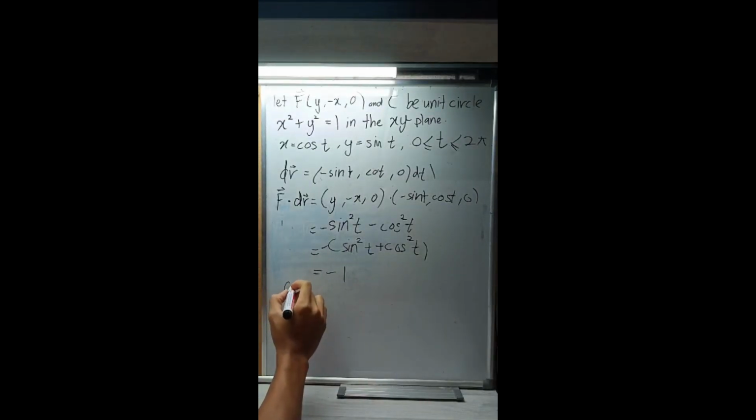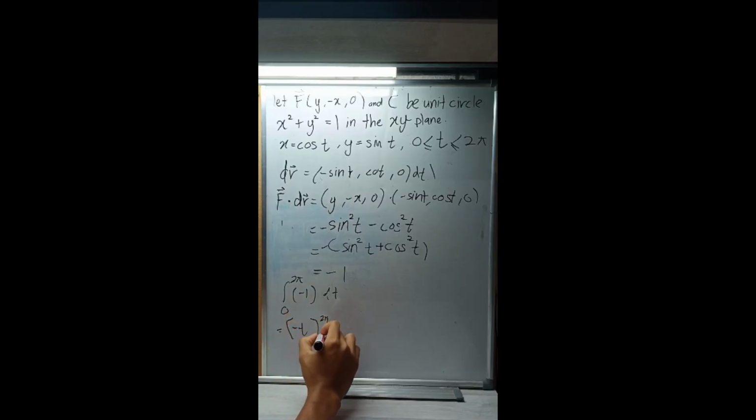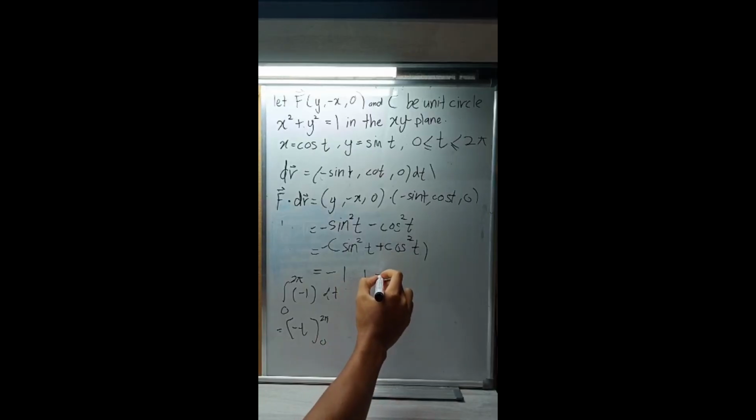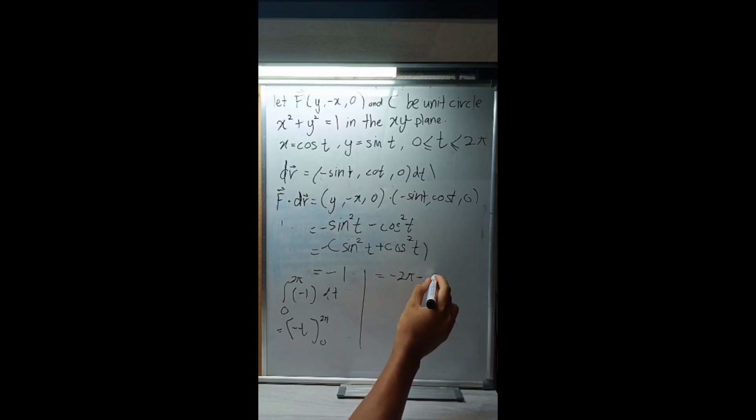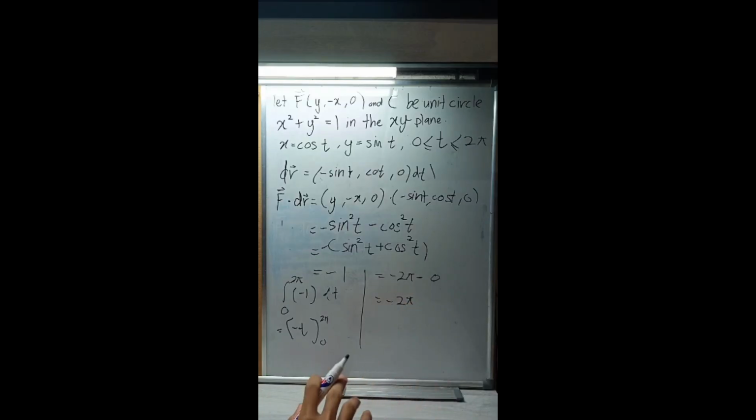So we get F·dr is -1. We compute it in the formula from 0 to 2π. We get -1 dt, so it's going to be negative t from 0 to 2π. So we get negative 2π minus 0. The answer for this is negative 2π. We're not done yet, since this is just the line integral. So we're going to continue with the surface integral.